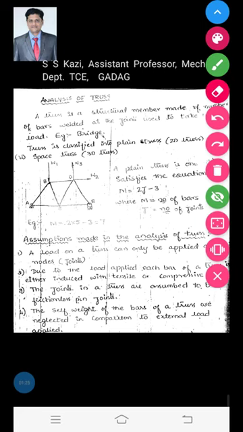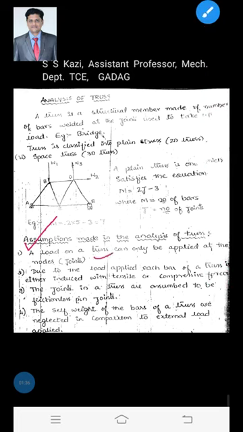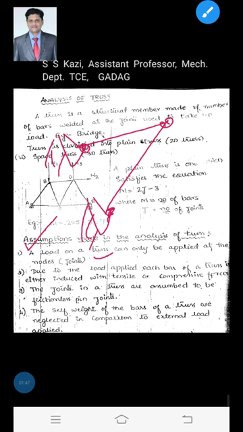Now next we'll move on to the assumptions which are made in the finite element analysis of a truss problem. The first assumption is that a load on a truss can only be applied at the nodes or joints. Consider the example of a two bar truss, where all the bars are interconnected by means of joints. It consists of two bars, hence it is named a two bar truss.